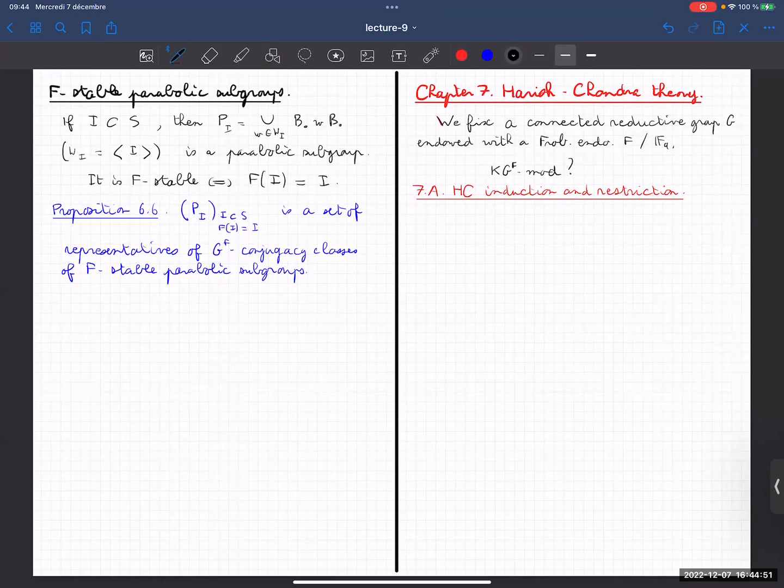So for this, I start with an F-stable parabolic subgroup. Proposition 6.6 just on the left tells you how to obtain representatives of these guys. So let P be an F-stable parabolic subgroup. Again, by applying all the arguments we have used before, this implies that P contains an F-stable maximal torus.